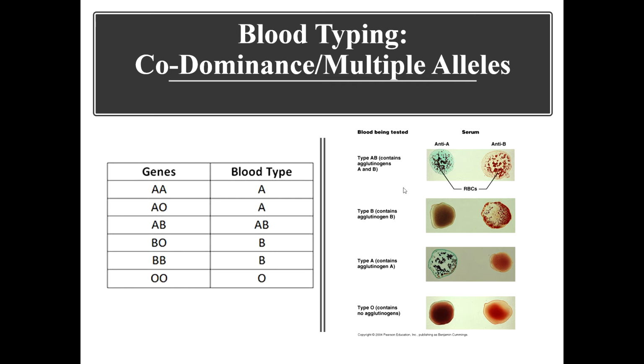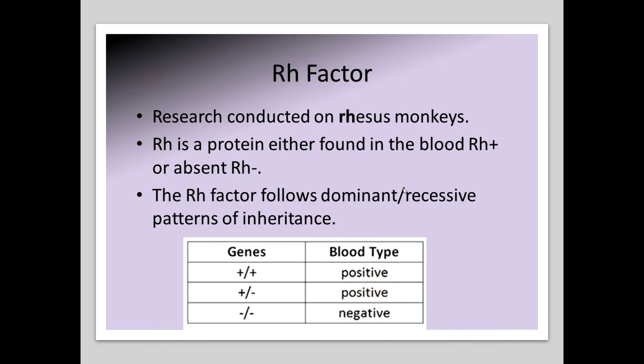Okay, so that's the ABO blood types. When I teach this, usually I get questions also about Rh factor. And here's the thing about Rh factor. As I mentioned, this was another blood type. It's a different gene. It's inherited completely independently.